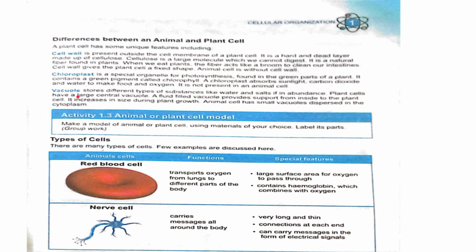Vacuole. Vacuole stores different types of substances like water and salts in abundance. Plant cells have a large central vacuole. A fluid-filled vacuole provides support from inside to the plant cell. It increases in size during plant growth. Animal cell has small vacuoles dispersed in the cytoplasm.